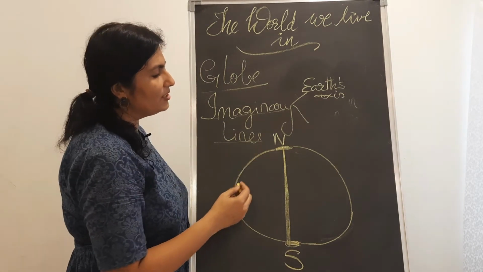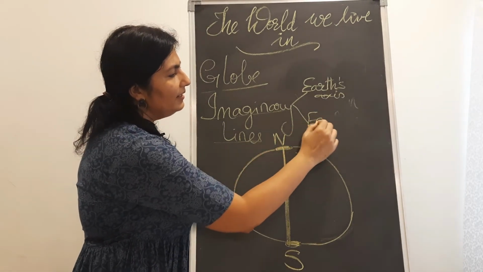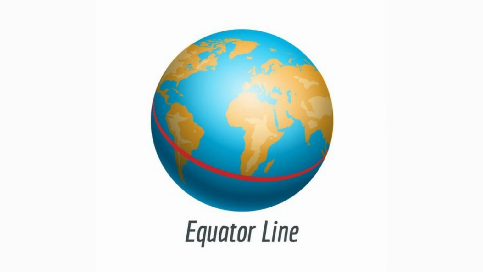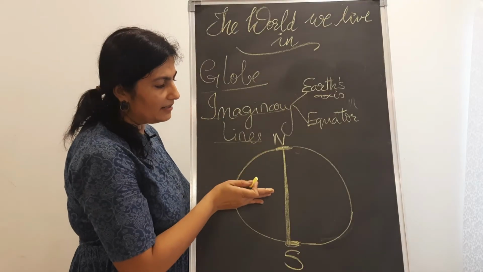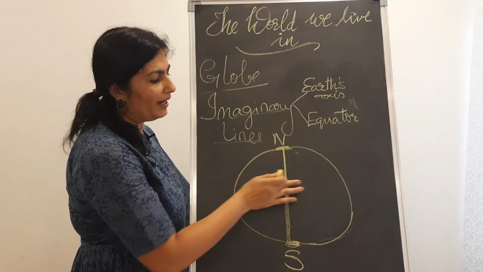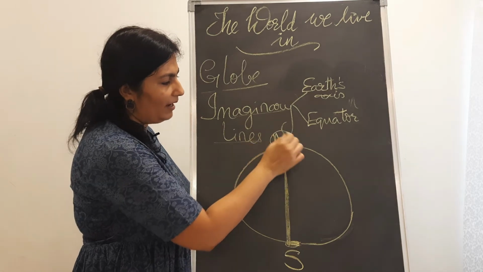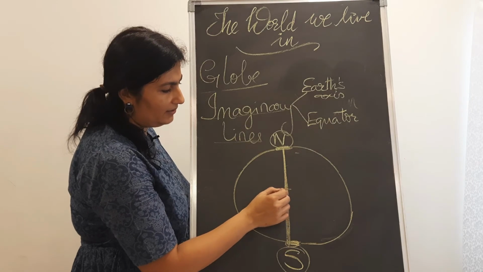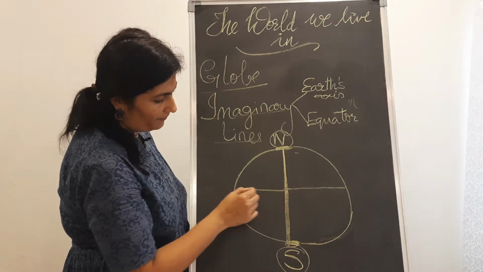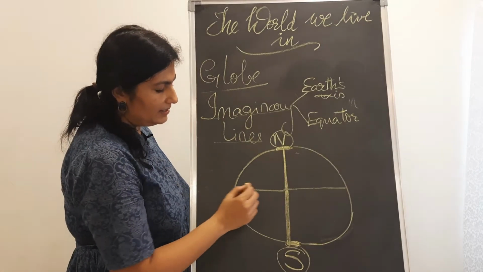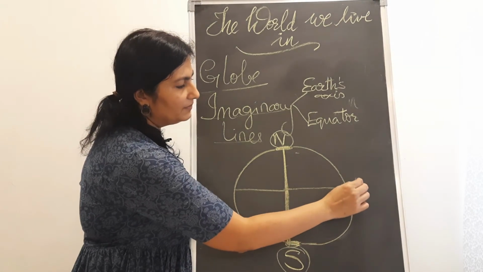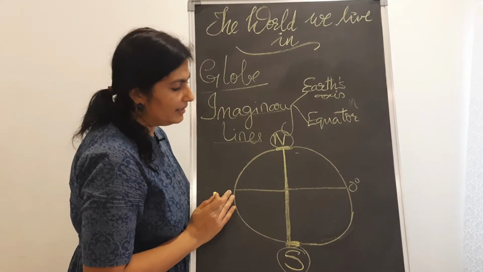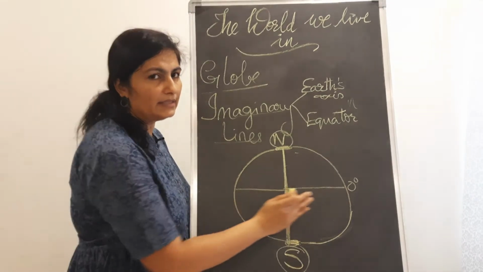The next imaginary line that we will learn is called the equator. The second imaginary line is the equator. Now, the equator is exactly half, that is, it's midway between the north pole and the south pole. Midway means somewhere in the center. This is the equator. The equator is the broadest part of the earth.